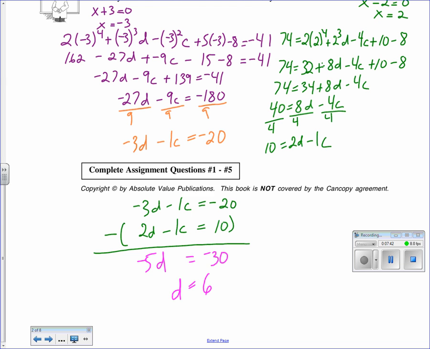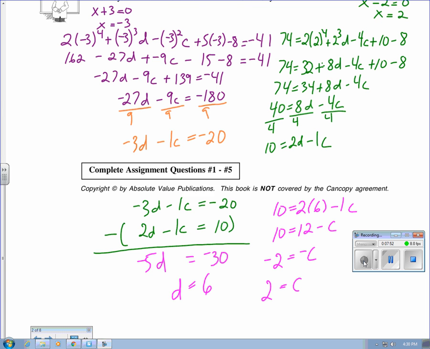Now I can go back and figure out what A is, or what C is, pardon me, because now I know what D is. And it doesn't matter which one you go into. I'm going to go into the green. And plugging into the green statement my value for D, 2 times 6 is 12, minus 1C is equal to 10. Subtract 12 from both sides, gives me my C value and my D value.